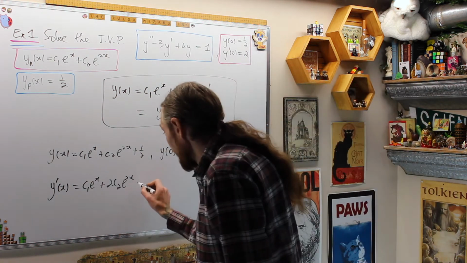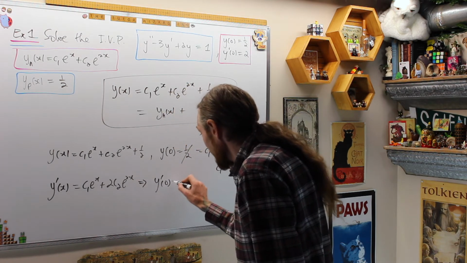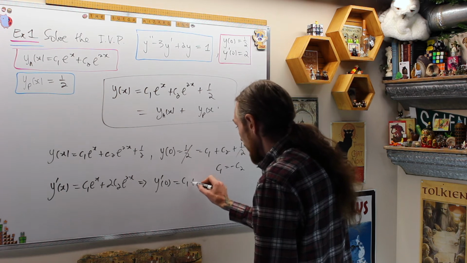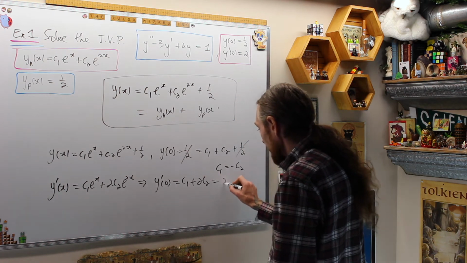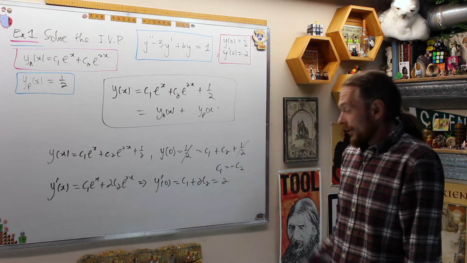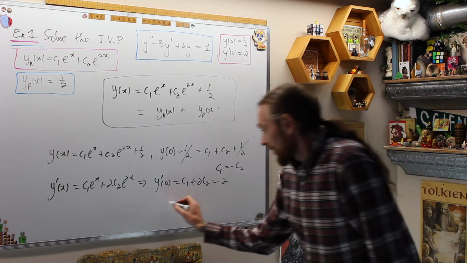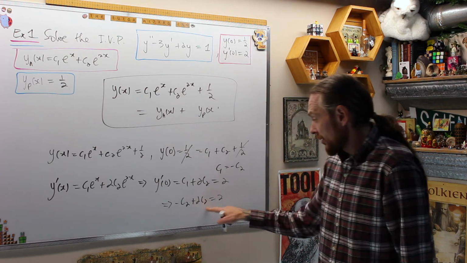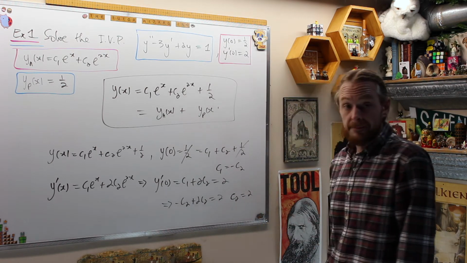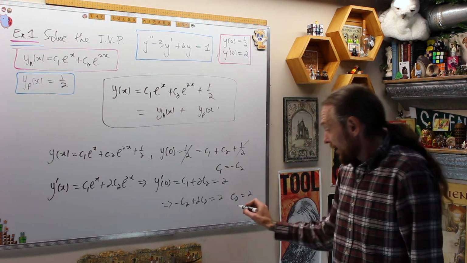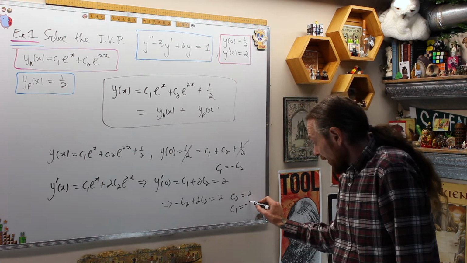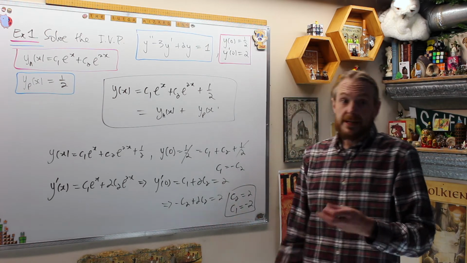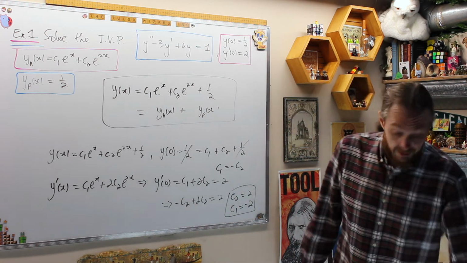And then that means that y prime of 0 is going to be, again, I put 0 anywhere in here, C1 plus 2C2, and that's going to equal 2. What does that give me? I now know I can put that in there. That tells me that negative C2 plus 2C2 equals 2. So C2 equals 2. And C1 was negative of that. So C1 is negative 2. Now I have a unique solution which is guaranteed by our theorem.